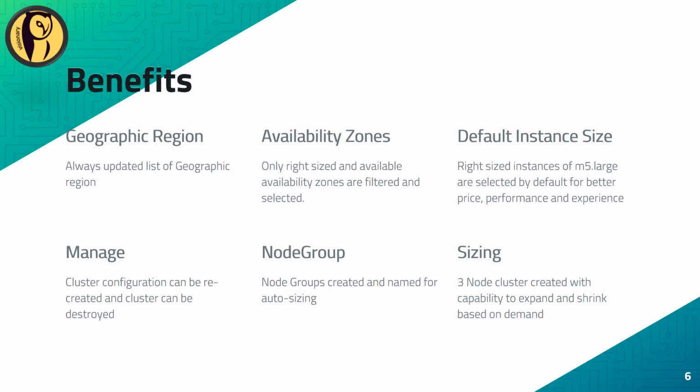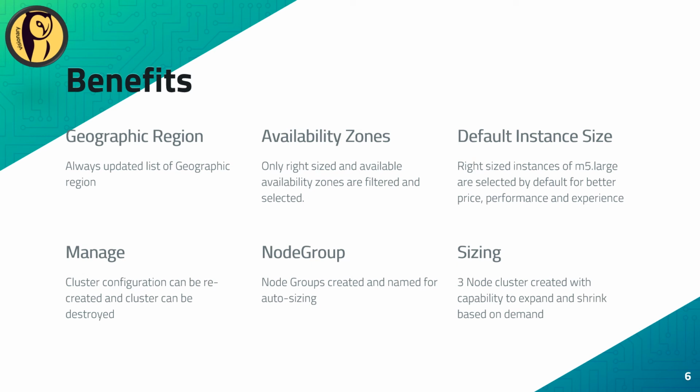So to summarize, what are the benefits? We get geographic regions automatically populated. So if AWS adds a new geographic region for EKS, then it will automatically get populated in the screen, so you can select it. Availability zones are filtered and selected by right-sizing the instance size. This is a complex procedure, but if you try to install an EKS cluster in availability zones which cannot host the instances of the Kubernetes cluster, then the cluster creation fails. So we ensure that it's pre-filtered to give a better user experience.